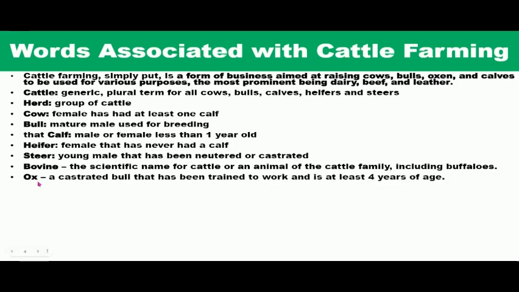And then we have ox. An ox is a castrated bull that has been trained to walk and is at least 4 years of age. Then we have some popular products that are derived from cattle, and they include milk, beef, and leather, as already mentioned earlier. Now, words associated with poultry farming.